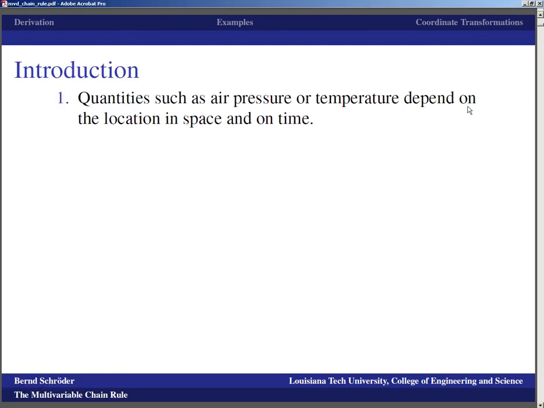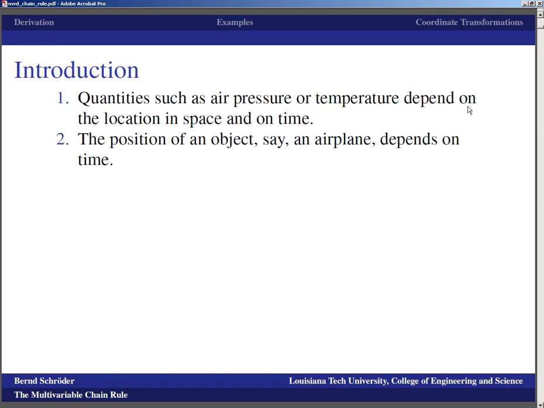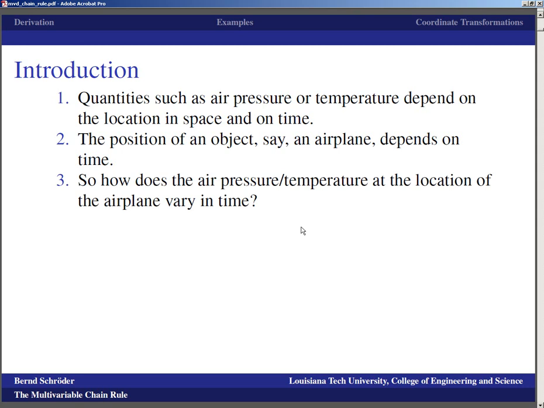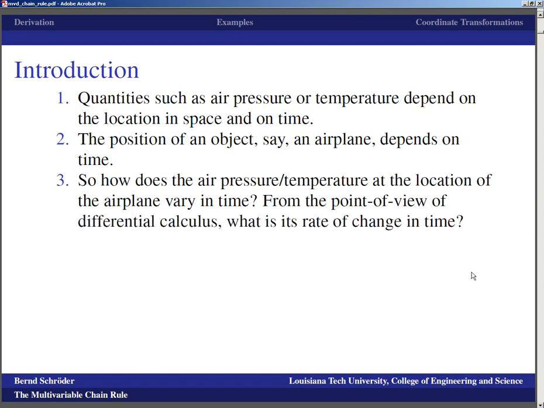Basically, we know that quantities such as air pressure or temperature depend on a point's location in space and on time, because air pressure changes as we travel from one point to another, and of course it also changes in time. If we are now looking at the position of an object, such as an airplane, that depends on time. And a natural question to ask then is how the air pressure or the temperature at the location of an airplane varies in time, or from the point of view of differential calculus, we would want to know the rate of change.